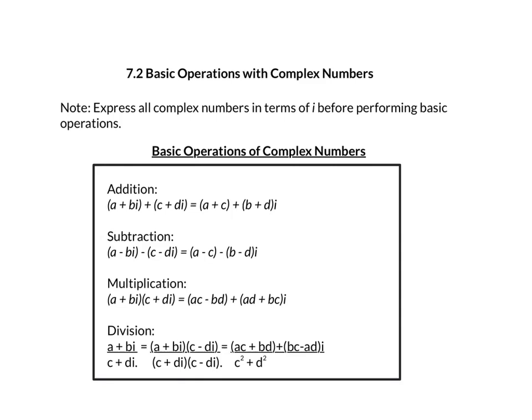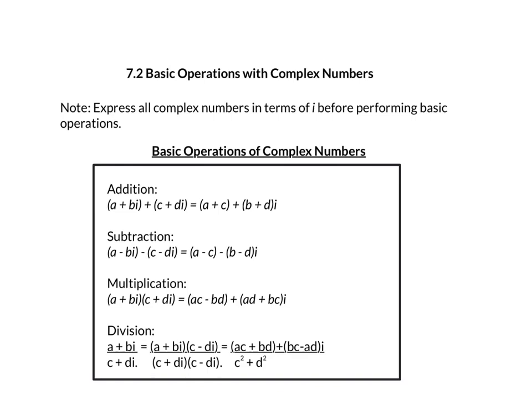7.2 is basic operations with complex numbers. It's important to note that we want to express all complex numbers in terms of i before performing these basic operations. The chart on this first slide goes over basic generic formulas of your complex numbers.